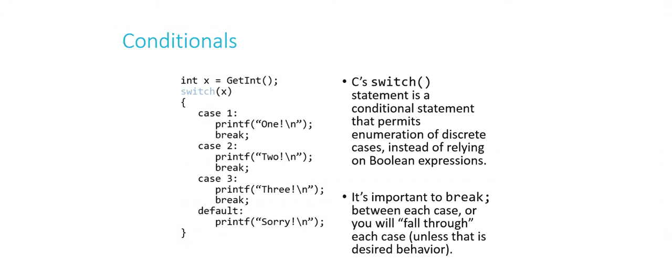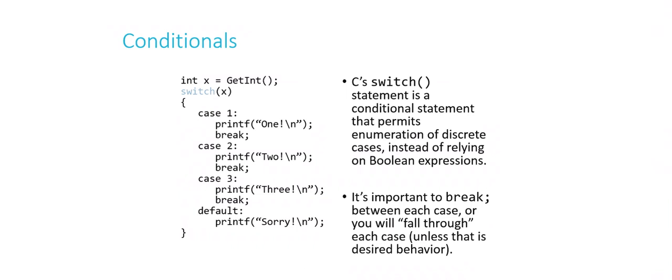So I say int x equals getInt, and if you're not familiar yet, getInt is a function that is also included in the CS50 library. So if you #include CS50.h, you'll have access to getInt and all of its cousins, getFloat, getString, and so on. Basically one get function for every data type that we've already discussed. So int x equals getInt.